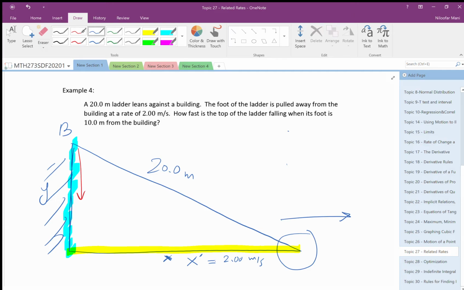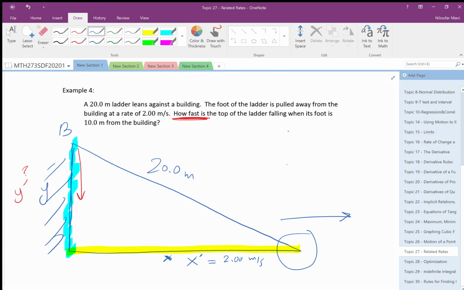Now I want to find y prime. It says how fast, and how fast means the speed. So I want to find y prime, and I don't know y prime. For these kinds of questions, I have to write the equation, either it's given to me or I can find it on my own. Then I do the derivative of both sides. Remember, all the variables are based on t, on time, and you have to find the derivative based on time.